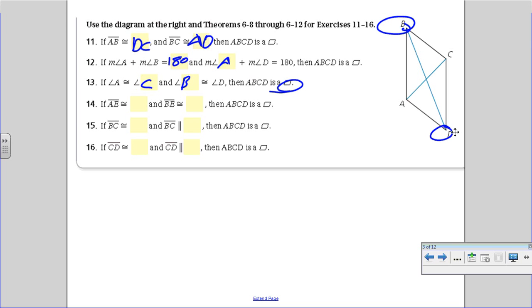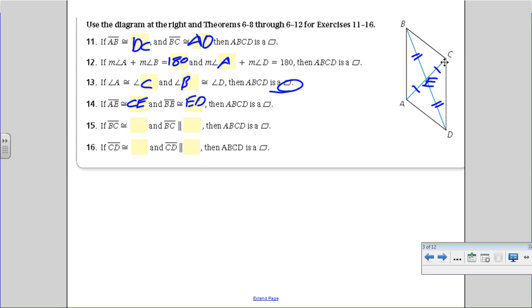If side AE is blank and side BE is congruent to blank, then it's a parallelogram. But where's E? Well, E is going to be the center of our two diagonals. So if AE is congruent to CE, in other words, this segment here is congruent to this segment here, then we can say that is the first part of our parallelogram proof. We must then have BE congruent to ED. And that's the second half of that bisector theorem.